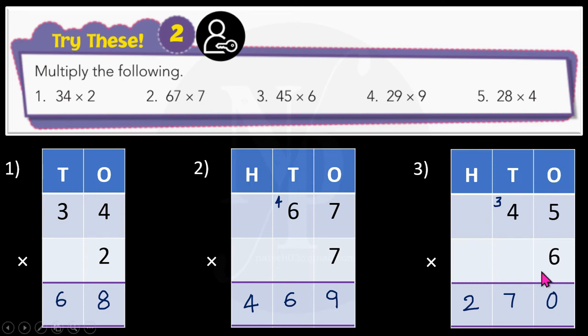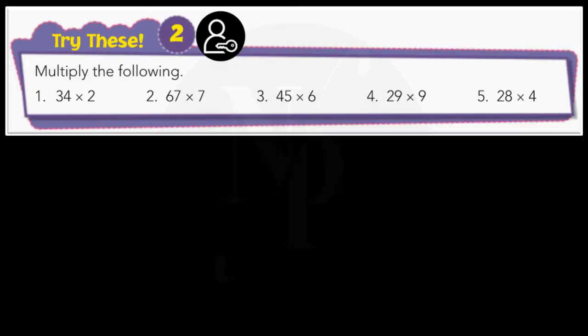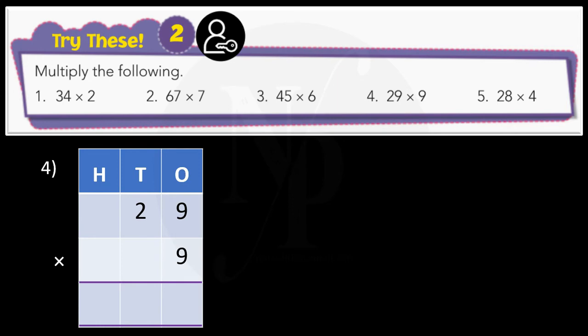Now let us take question number 4. That is 29 into 9. And let us write down these numbers in place values table. That is question number 4. We are writing 29 and 9 here and we will multiply now.